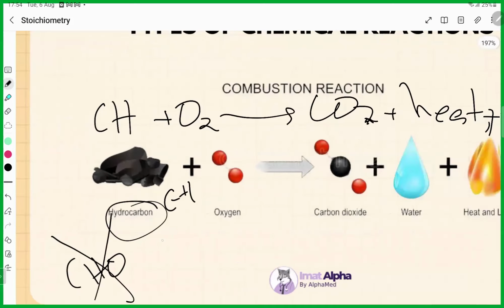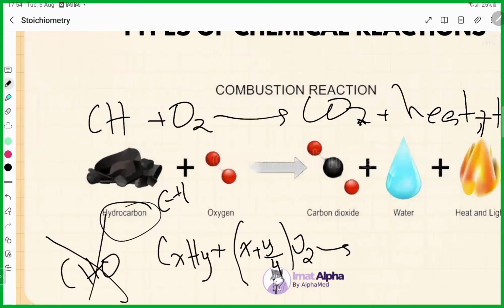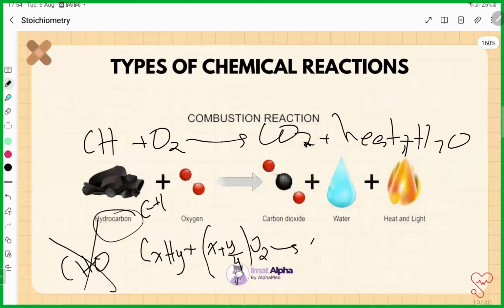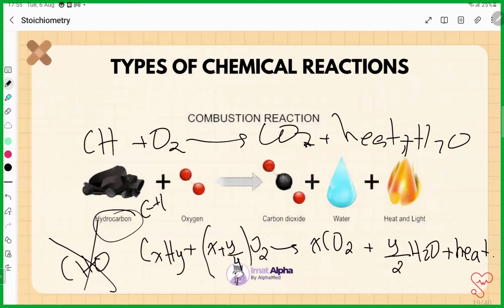CxHy, write this formula down, plus (x + y/4) O2 gives x CO2 plus y/2 H2O plus heat. x is the carbon subscript and y is the hydrogen subscript.